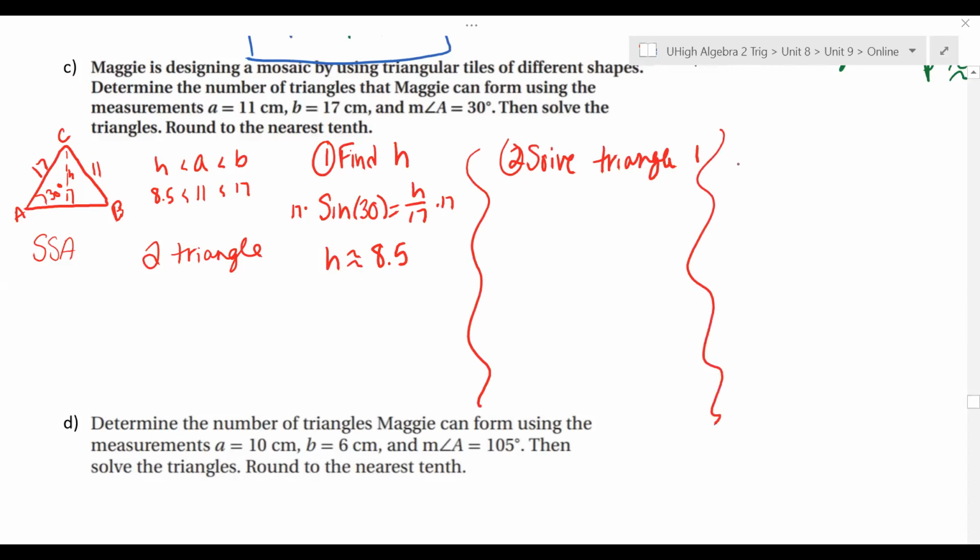The third thing is I'm going to solve triangle 2. And this is kind of where an interesting thing happens. When I solve triangle 2, what I'm going to need to do is 180 minus one of the angles that I found in the first triangle.